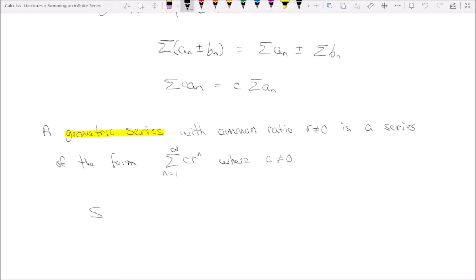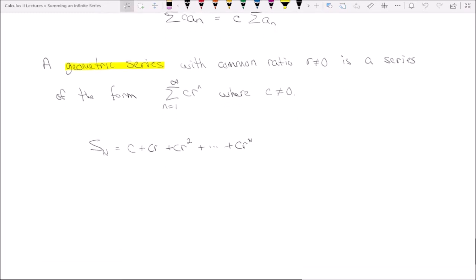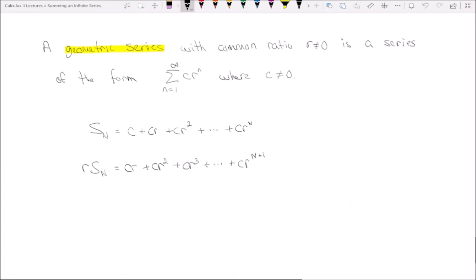Right, now if we look at the nth partial sum, we're going to get c plus c r plus c r squared plus so on and so forth plus c r to the n. Now, this means that if we multiply both sides by r, we get c r plus c r squared plus c r cubed plus so on and so forth plus c r to the n plus 1. Now, take the difference. Notice what we're left with: c minus c r to the n plus 1.